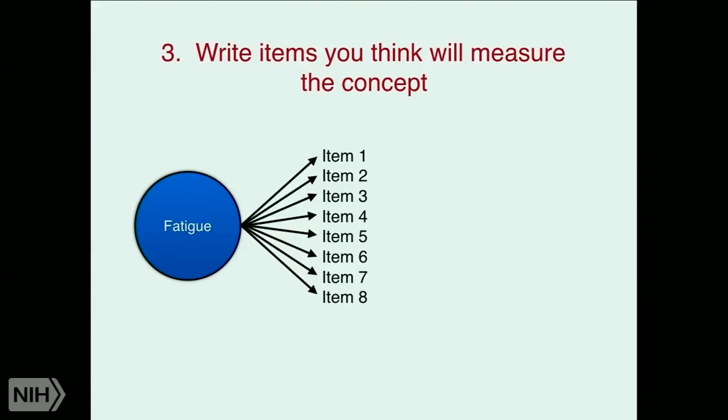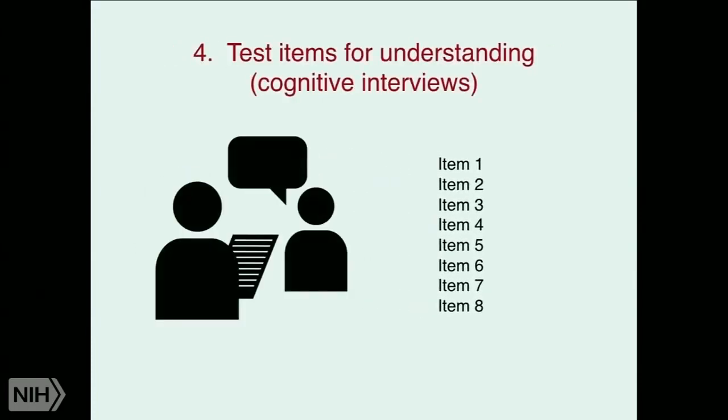Okay? So now I've got these items that I and my other investigator friends wrote, right? And they're probably awesome items because we all have PhDs, right? Absolutely wrong. Some of them will be terrible items. And so the next thing we've got to do is to go test these items with the patients or respondents from the population we are interested in studying. And we're going to sit down and talk to people about the items. We're going to ask them how they understand the item. What do they think the item is asking? How do they come up with their response?